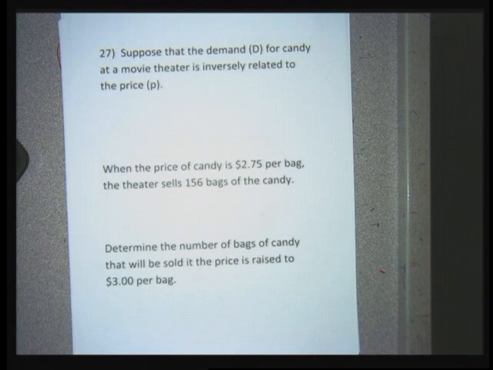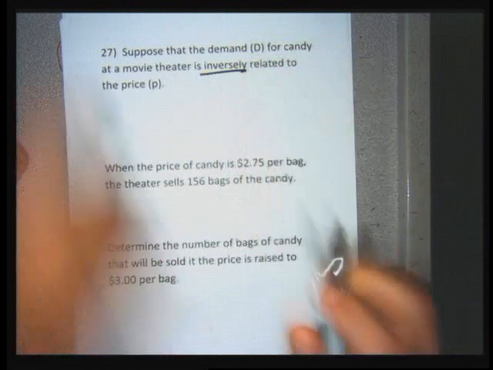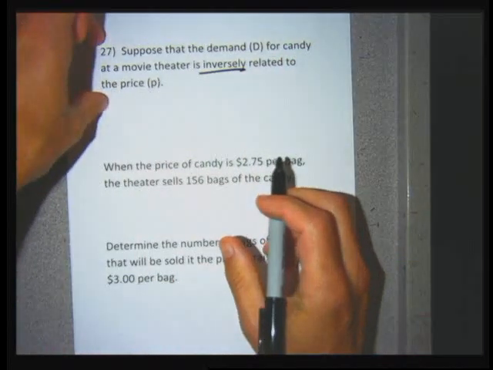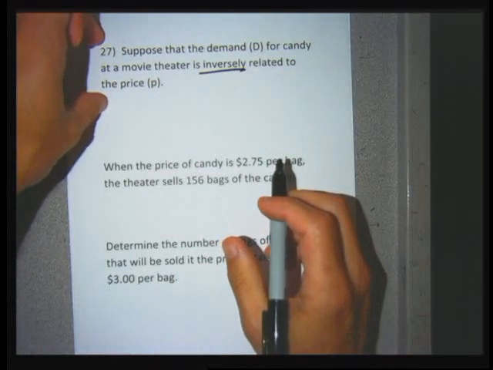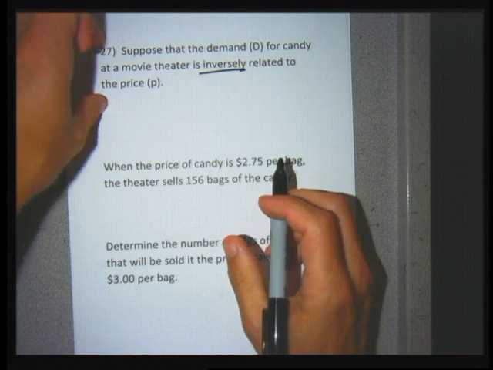So the first sentence, I need to come up with an equation with a k. And immediately, I see the word inversely. We've already actually done this. This is an earlier problem that we've done in the 12 to 15 range. So I'm going to come up with an equation.